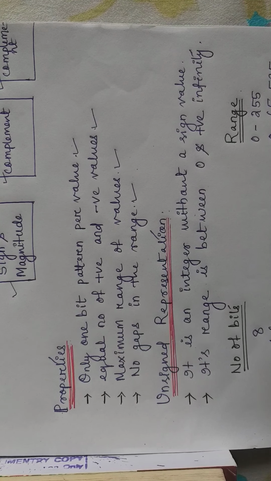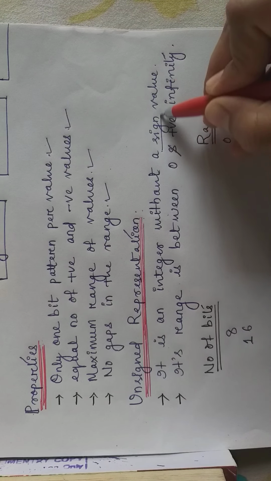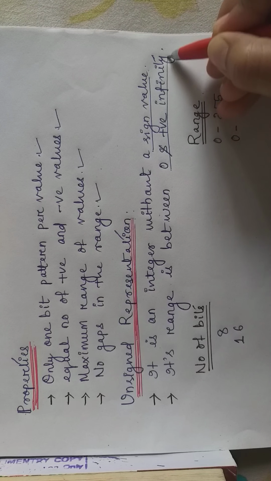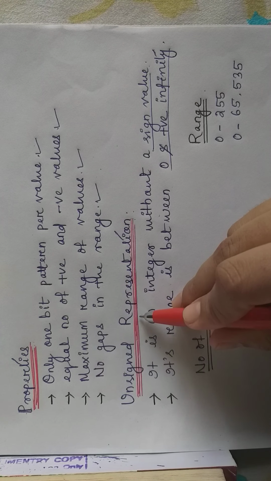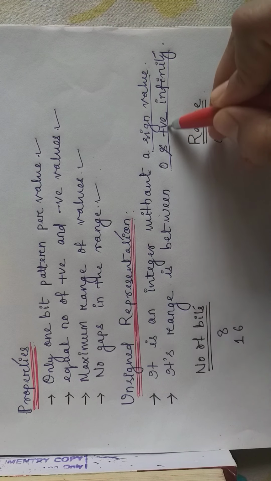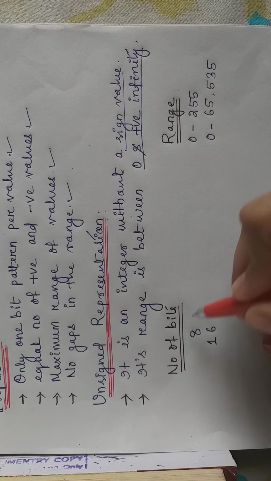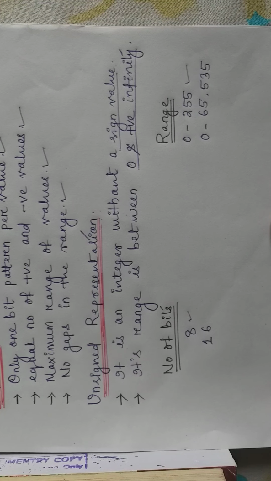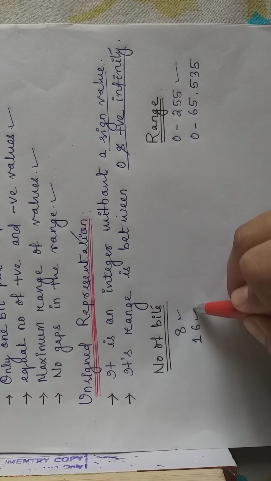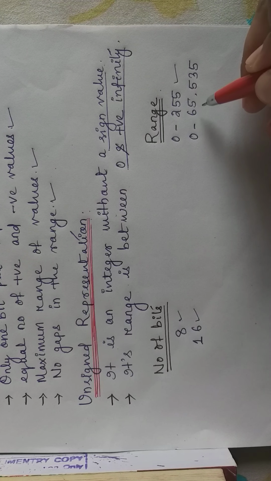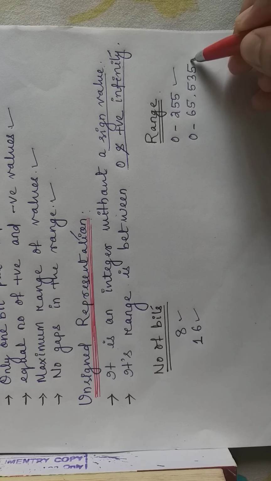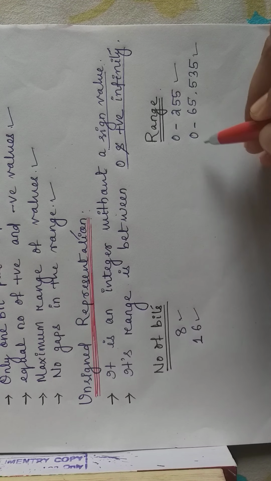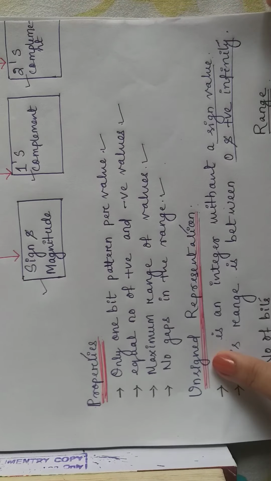Unsigned integer is an integer without a sign value, and its range is between 0 and positive infinity. The range of unsigned integer always lies between 0 and positive infinity. Whenever the number of bits is 8, the range is 0 to 255, and whenever the number of bits is 16, the range is 0 to 65,535. That means whenever the number of bits increases, the range will also increase. This is about the unsigned integer.